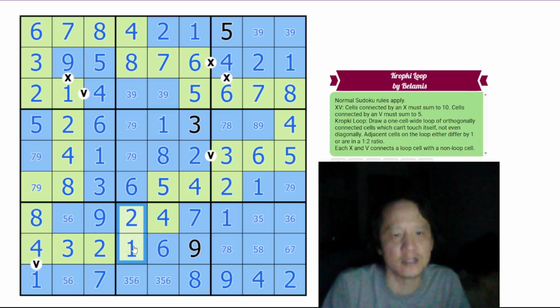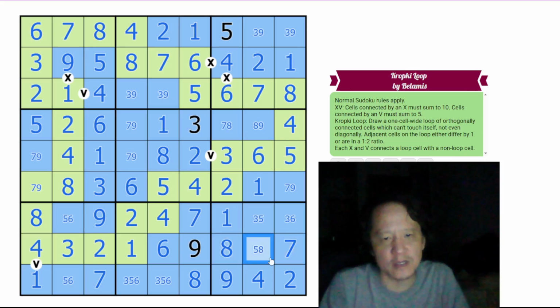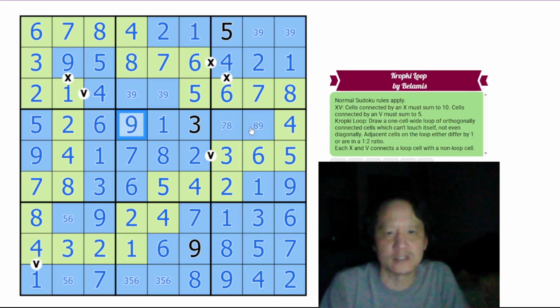2 is consecutive and in a 1 to 2 ratio with 1. Same with 1 and 2. 2 is consecutive with 3. 3 is consecutive with 4. 4 is in a 1 to 2 ratio with 8. And 8 is consecutive with 7 or 9. So this is 6, which makes this 7. That makes this 8, which makes that 5, which makes this 3, which makes that 6. This 7 eliminates 7 here, so it's 9, which makes that 7, which makes that 9, which makes that 7, which makes that 9, which makes this 8, which makes that 7.